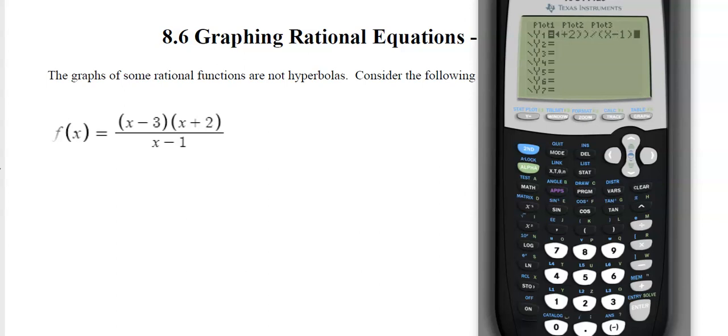All these parentheses are why I really prefer Desmos over the graphing calculator. I just wish there was a way that people couldn't communicate with each other. Otherwise, I would use it on the test. So I put that in there, and let's look at our window. Just make sure I'm in a standard window here. Zoom, standard.